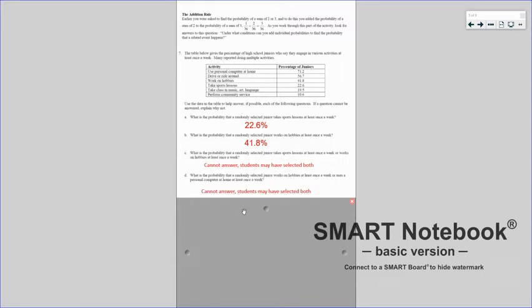Same thing's going to be true with part D. The or part, because I don't know what the overlap is, I don't know the students that do both of those, I cannot answer that question.